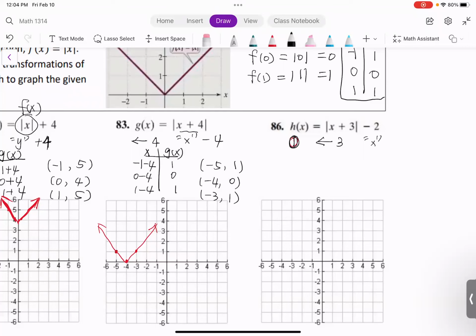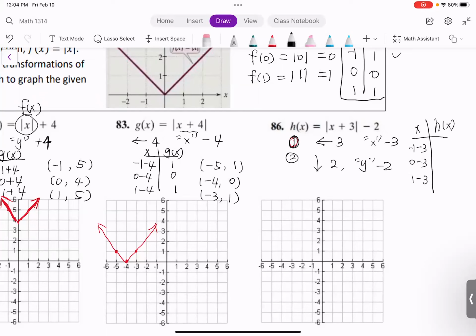All the x subtracted by 3. And the second transformation, we have minus 2. That means all the f of x minus 2. That's going down 2 units. All the y minus 2. And we have the new key points. So here is x, here is the h of x. All the x minus 3: -1 minus 3, 0 minus 3, 1 minus 3, and the y.